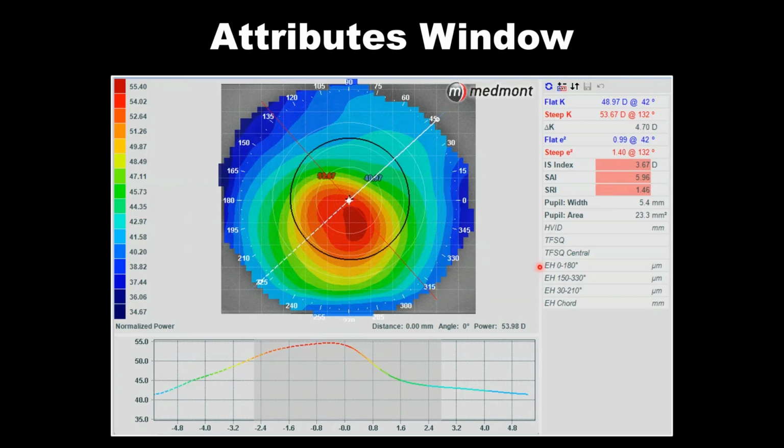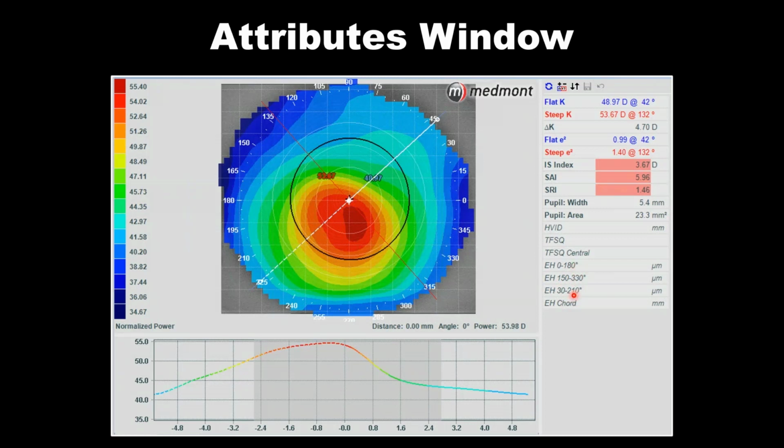So within your attribute window, and Jason and the team in New Zealand can assist with finding this attribute if you need it. It is known as the Chord attribute, or estimated height attribute. And what it'll do is it will give you an understanding, an estimate of the height across 0, 180, 150 degrees, 330, and 30 to 10.